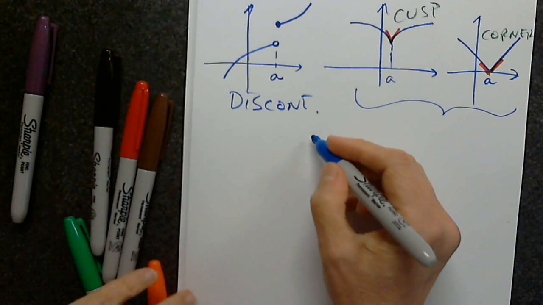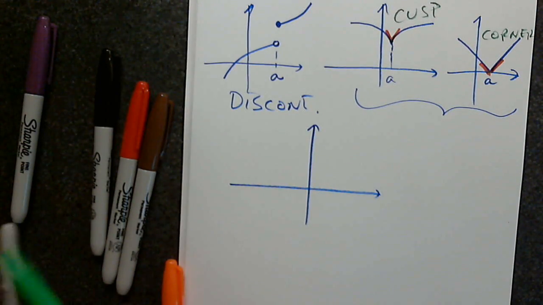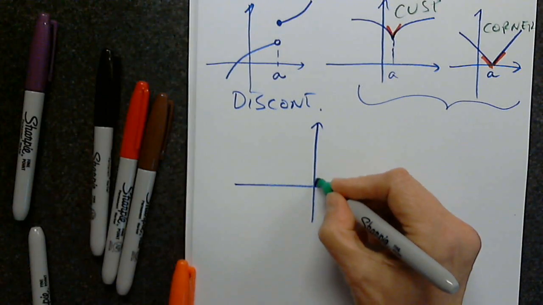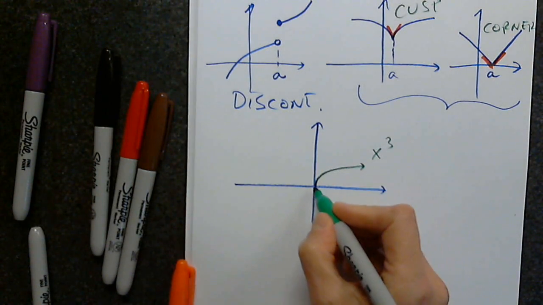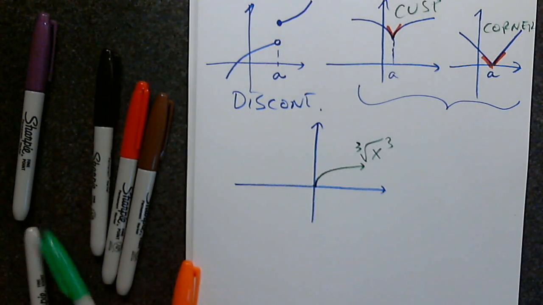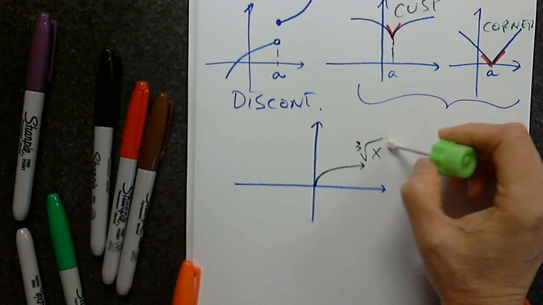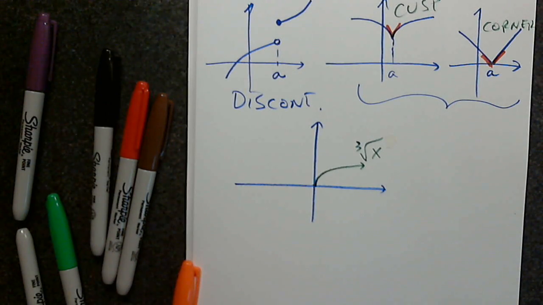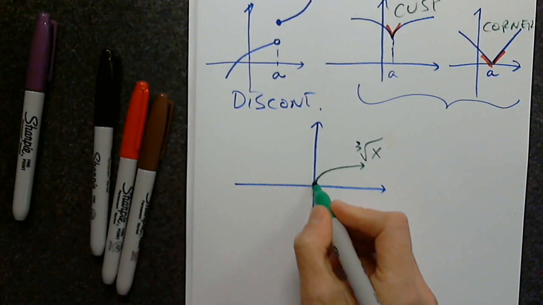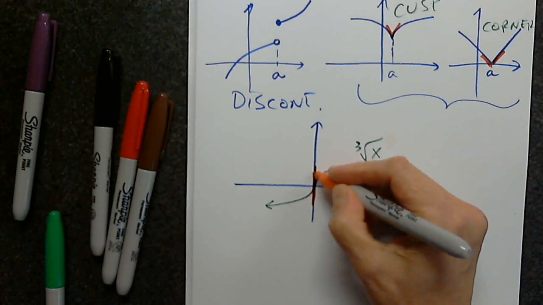Okay, so here's the last one. I'm going to graph x cubed. I'm sorry, I meant the cubic root of x. So what am I doing? It's not x cubed. It's the cubic root of x. x cubed is always differentiable because it's a polynomial function. It has no cusp, no corner, nothing. So here it is. This function is differentiable everywhere except at 0 because it has a vertical tangent.